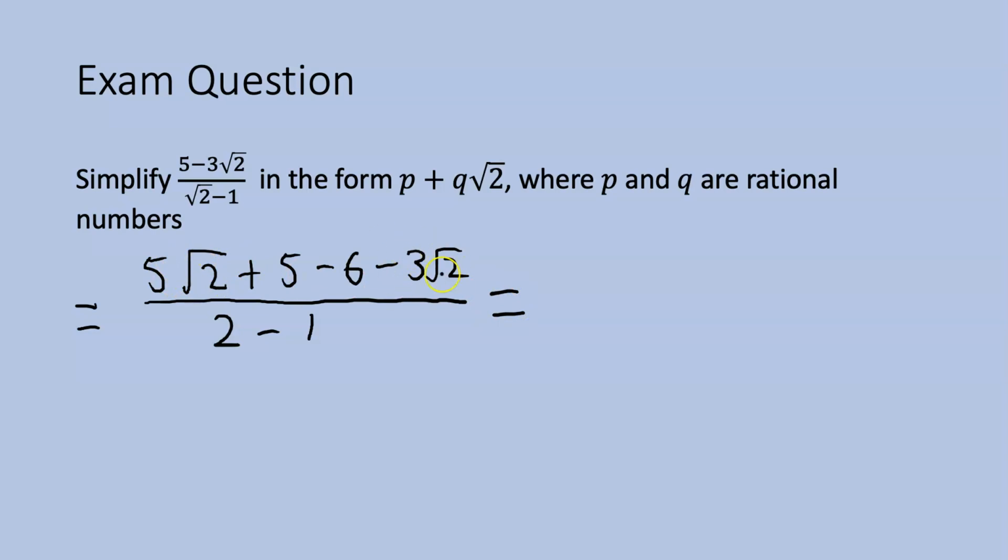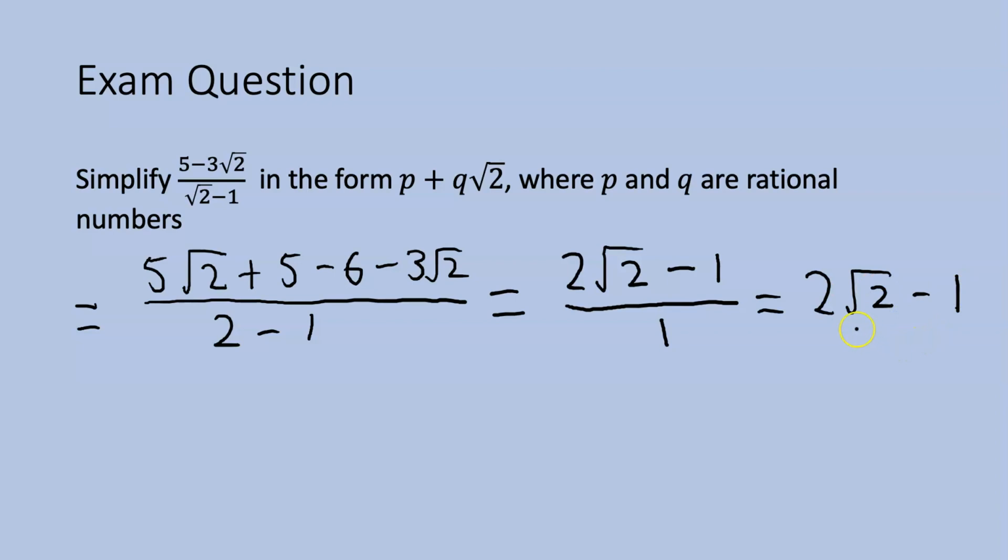5 root 2 take away 3 root 2 is 2 root 2. 5 take away 6 is minus 1. 2 take away 1 is 1. So if I divide the top and the bottom by 1, I just get 2 root 2 minus 1. So my p is the spare number, which is minus 1. And the number in front of root 2 is q, which is 2.